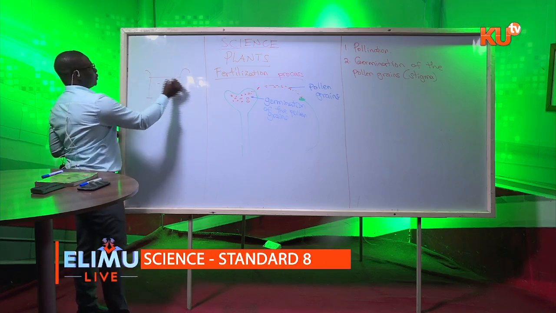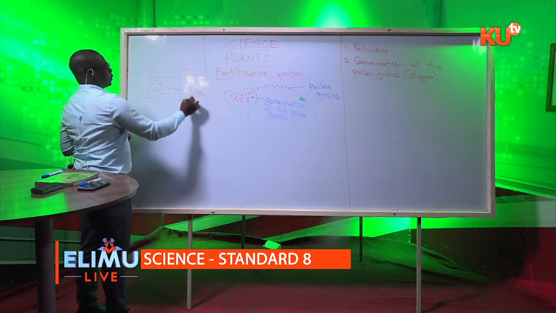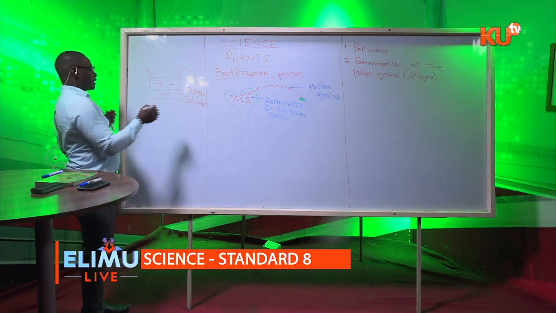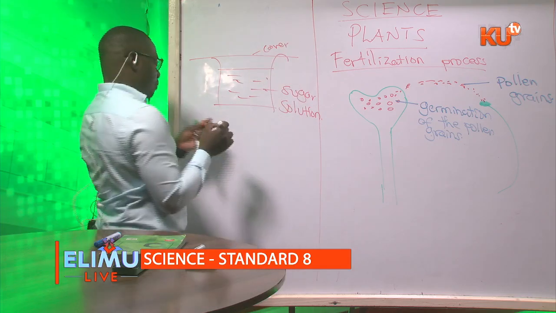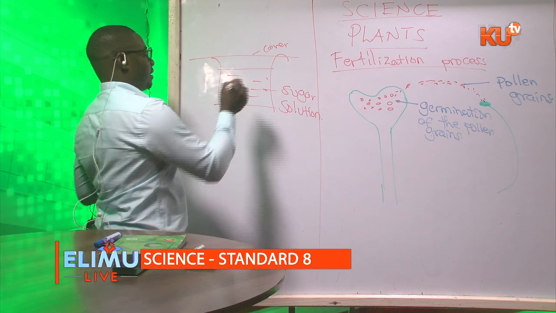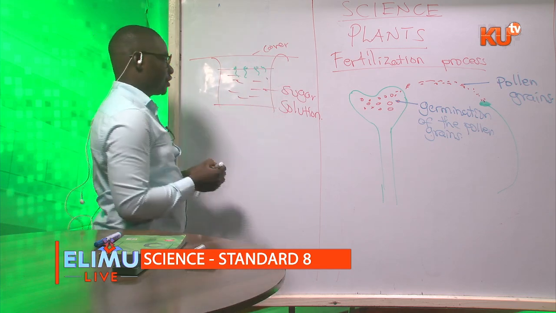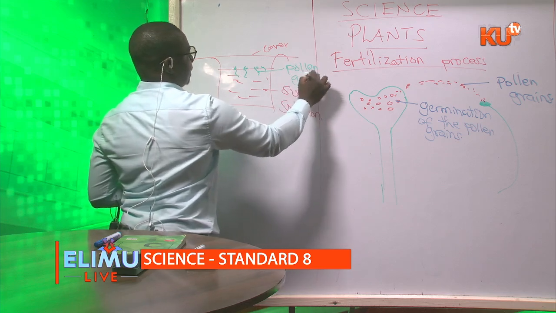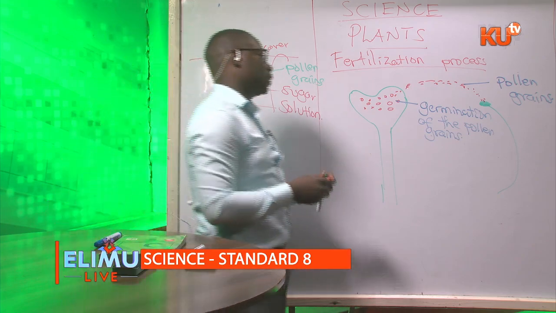So this is sugar solution. Sugar solution is a mixture of sugar and water. The sugar will dissolve in the water. Then you cover it, and then you drop here some pollen grains. They will start to germinate. So this is pollen grains. That is how we can investigate that. So germination of the pollen grains, that is our step number 2.